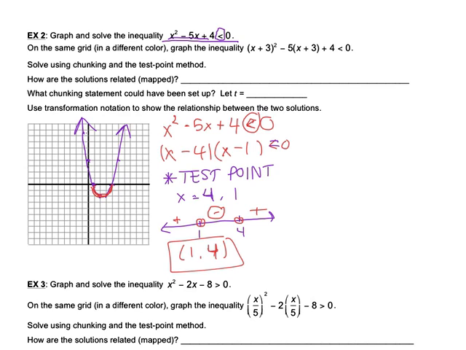So the next step here is saying to, on the same grid, graph this inequality, which looks crazy, but if you relate it back to our original inequality, you can see that the only difference is that instead of x, you've got x plus 3. It's still minus 5, x plus 3 plus 4 is less than 0.